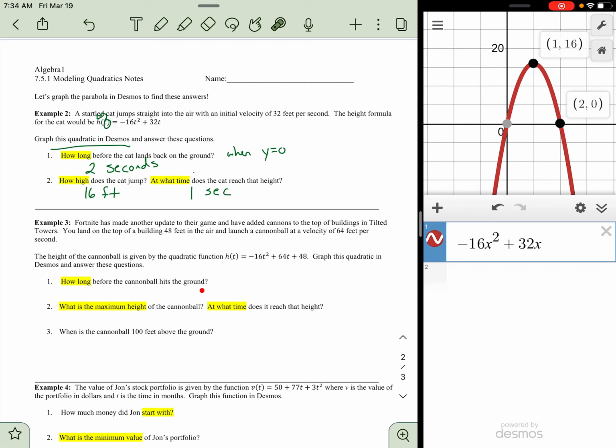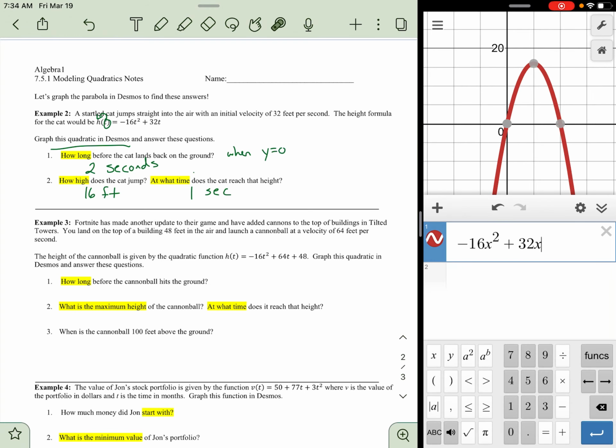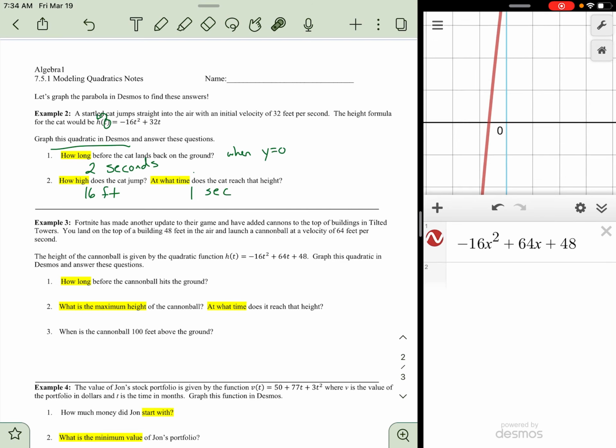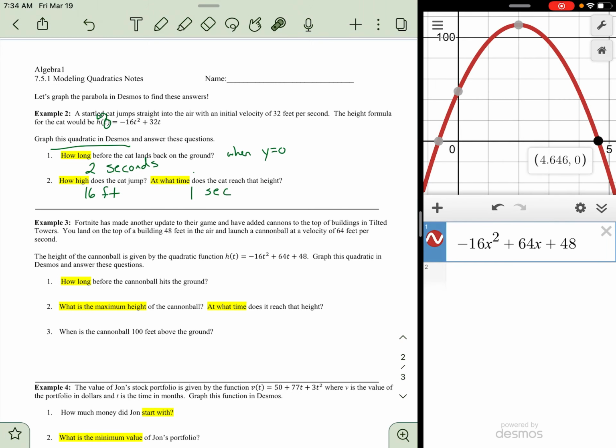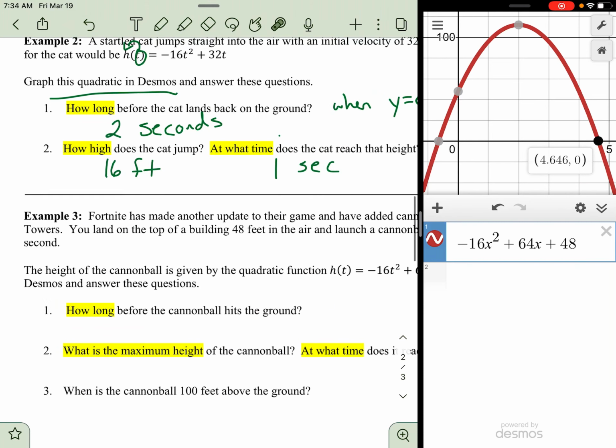How long before the cannonball hits the ground? So let's go ahead and graph this one. And as you'll notice, they all start with negative 16t squared. What changes is your starting height and your velocity. So this one's got 64 velocity and starts at 48 feet. So how long before it hits the ground? Ooh, we're going to have to zoom out and find this one. It's going to take about 4.6 seconds.